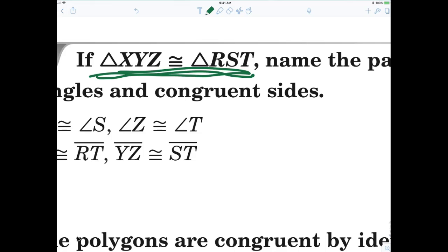There are corresponding angles and corresponding sides, and we refer to those as corresponding parts of the triangle. Is everybody hearing me? The corresponding parts. There are six parts to the triangle. There are three angles, and there are three what? Sides. And if all three sides and all three angles are congruent, then the triangle is automatically what? Congruent. That's what we're discussing today.